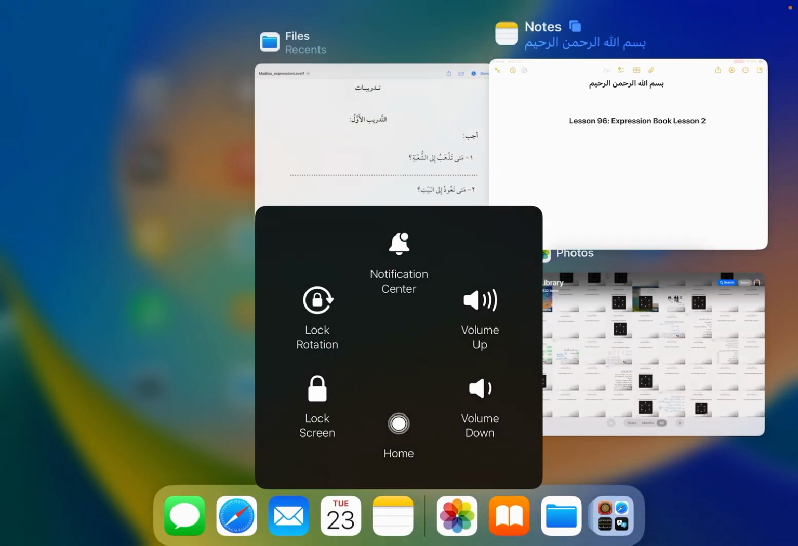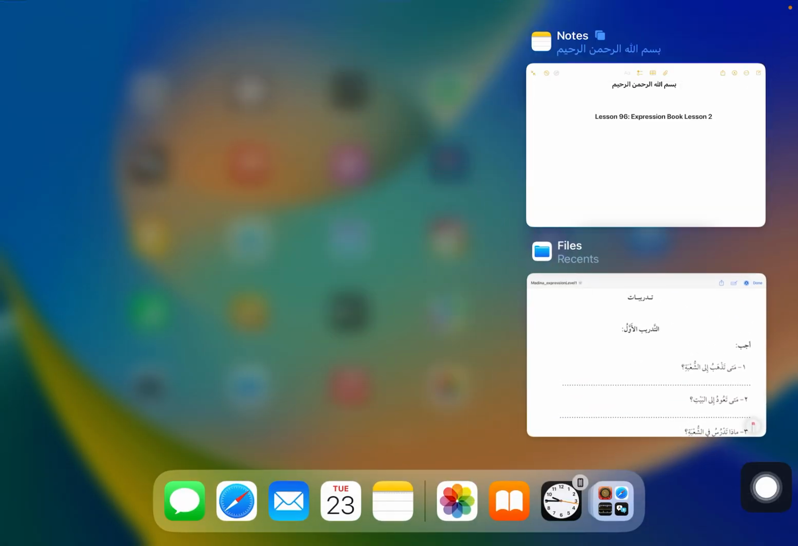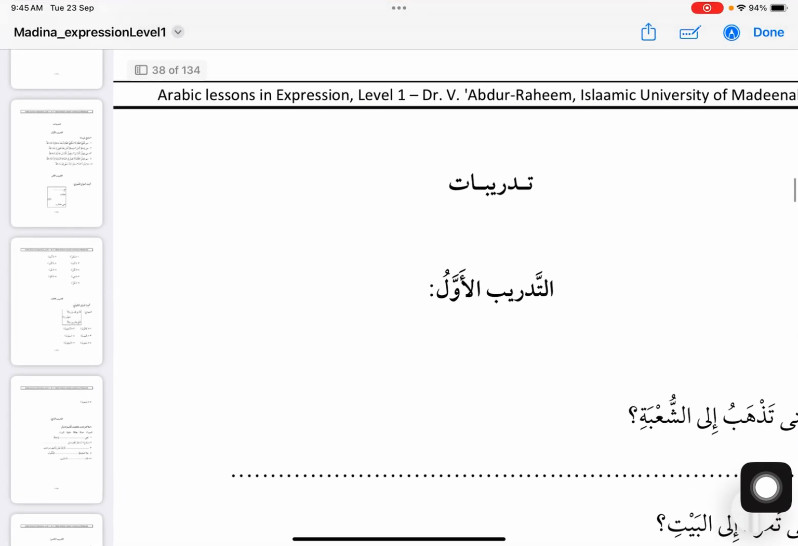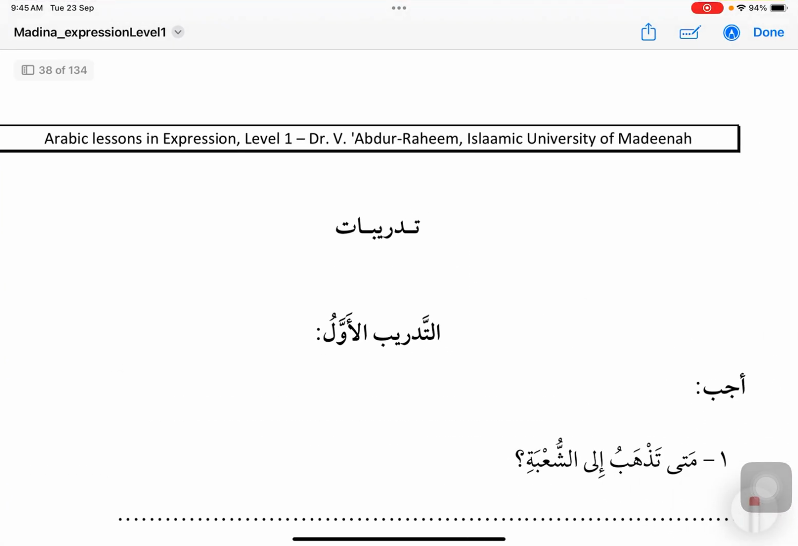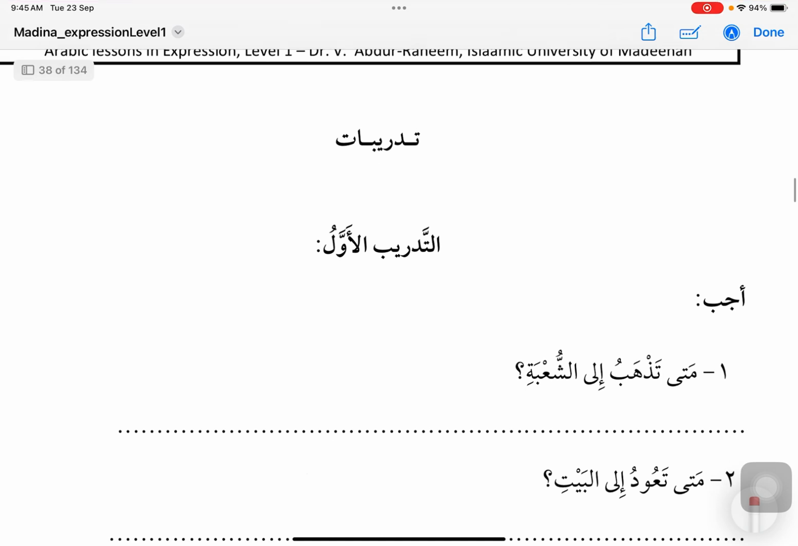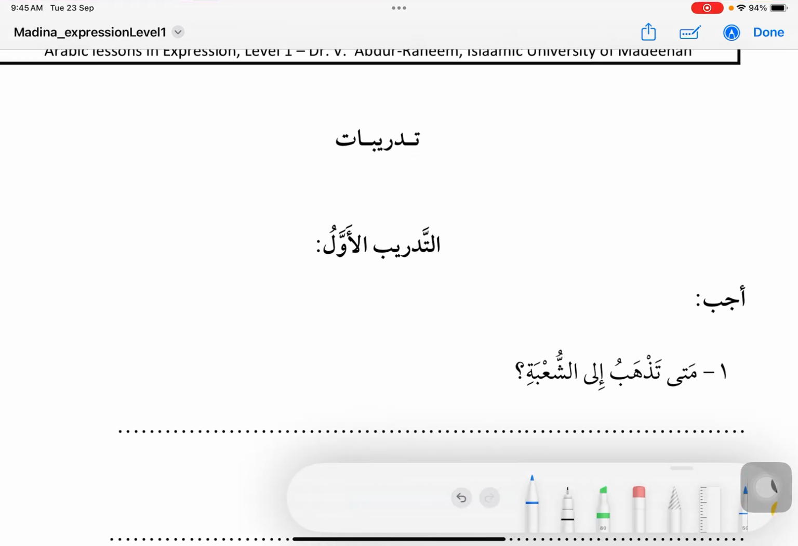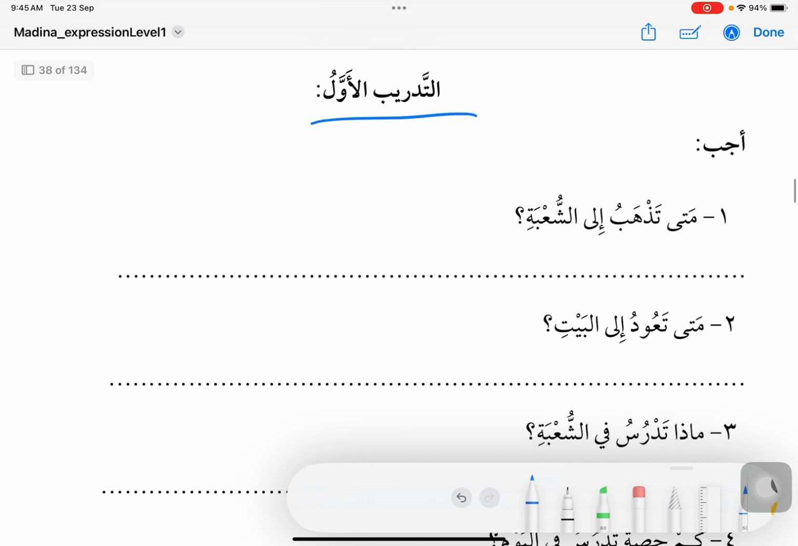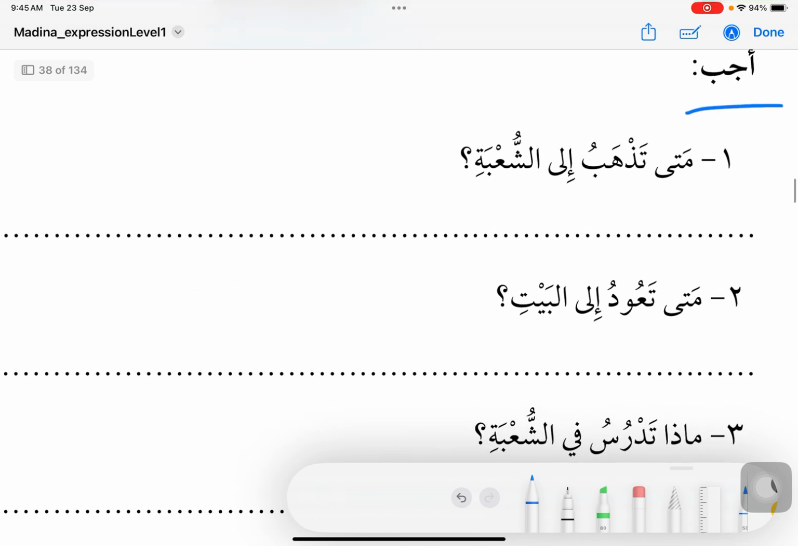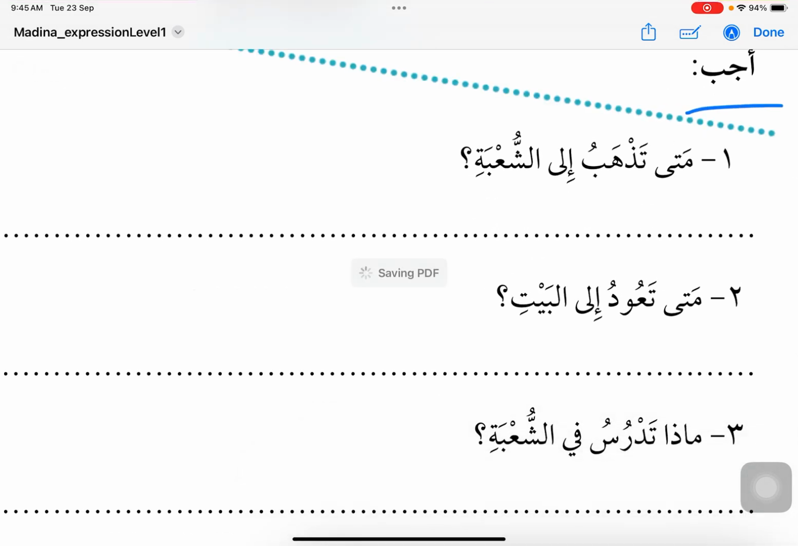We will go back to our expression book, lesson number 2, and start from where we left. The next exercise is at-tadrib al-awwal, following the second hiwar. Ajib, answer. Mata tadhabu ila shoba. When do you go to the shoba, where the Arabic language is taught?